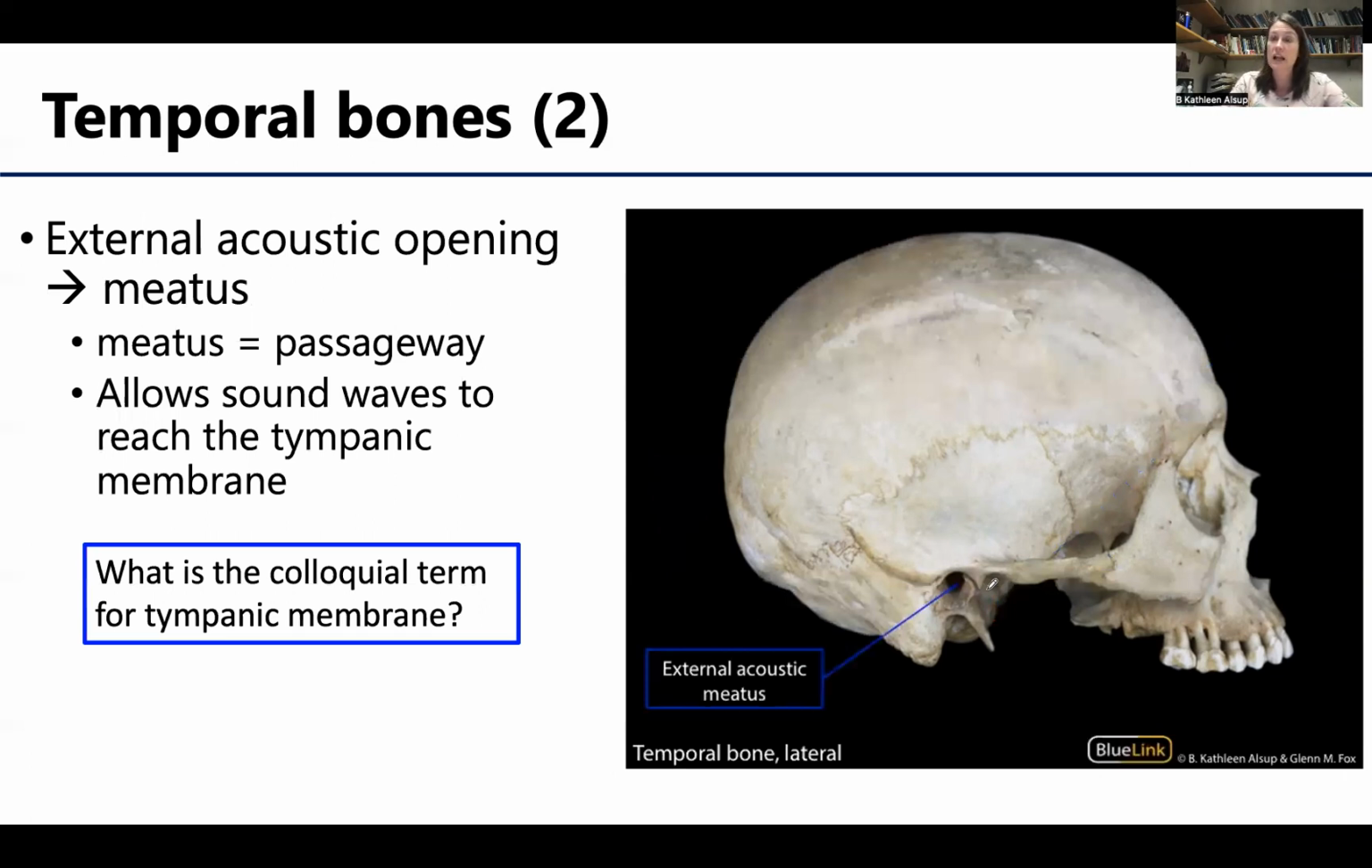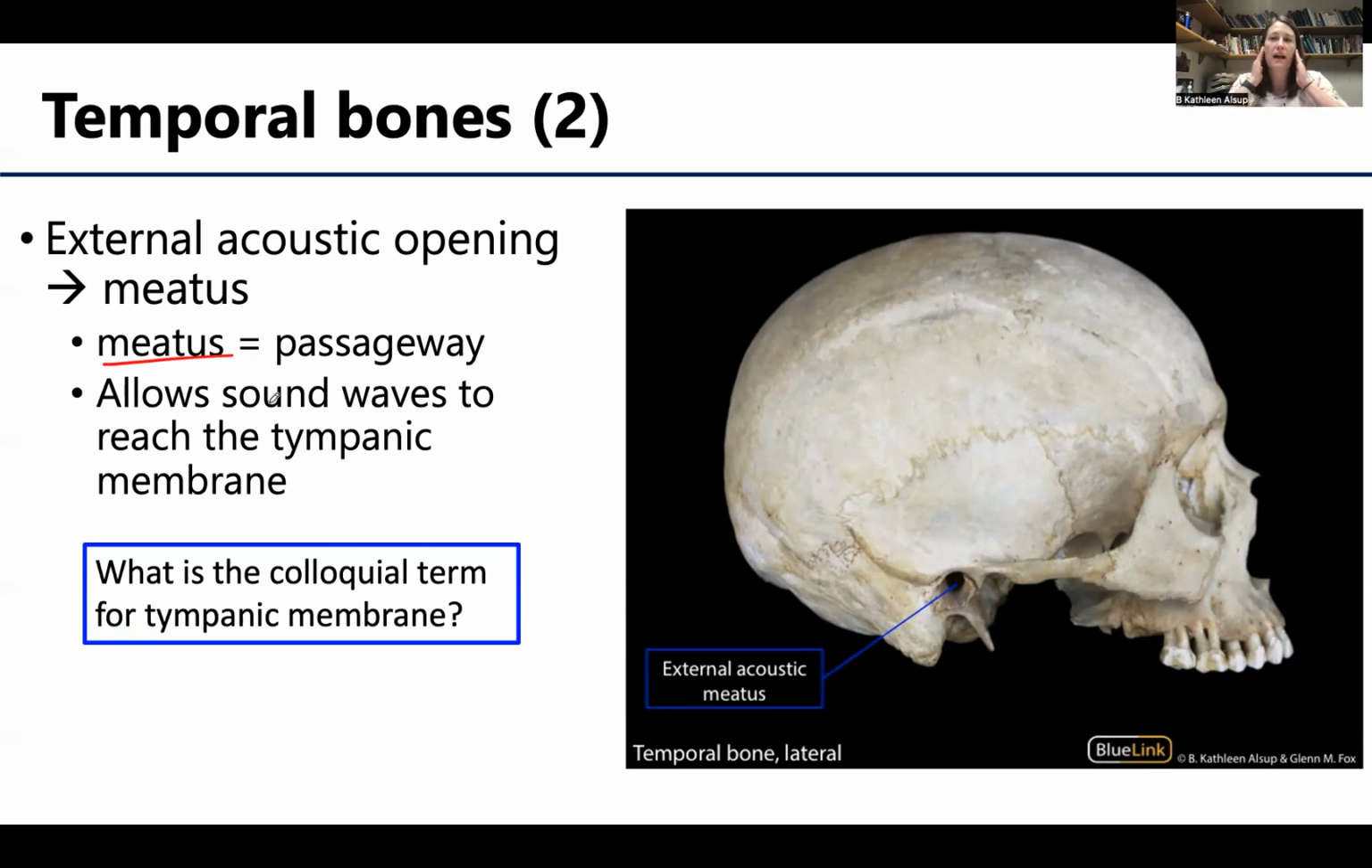Okay. Well, let's not ignore this giant hole right here. This is referred to as the external acoustic opening, which leads into the external acoustic meatus. Sometimes you'll hear this referred to as auditory instead of acoustic, but we're talking about the same thing. Anytime you hear the term meatus, that means a passageway. Generally, it's a bony passageway, and it is here for a good amount of it.